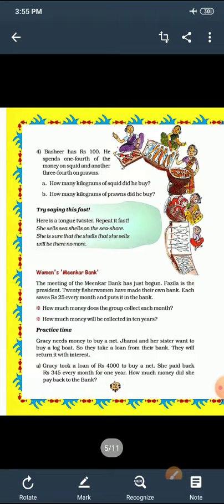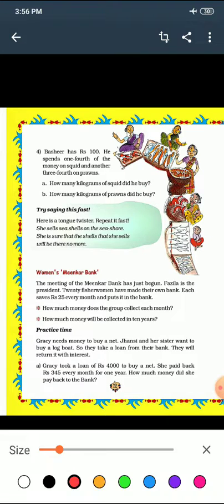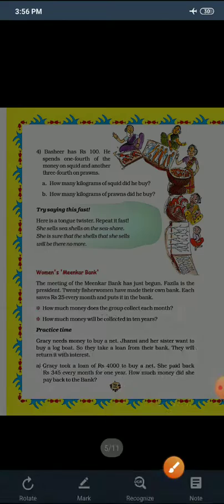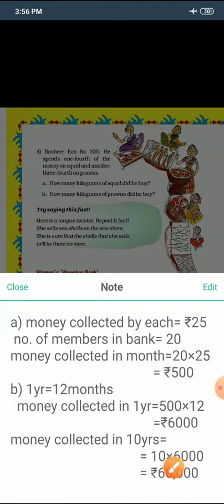Now, the women's savings bank. A bank is set up by the women of that village, and in that bank everyone is giving 25 rupees, and there is a group of 20 women. So what you have to find out? You have to find out how much money the group collects each month. You have to tell their contribution in 1 month.